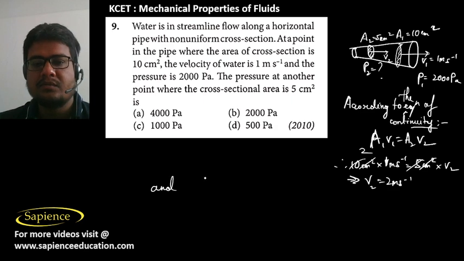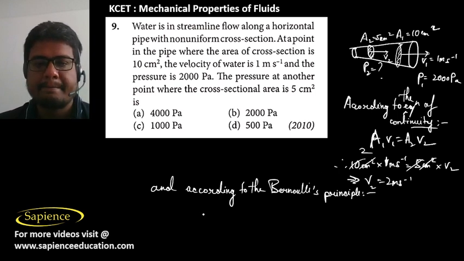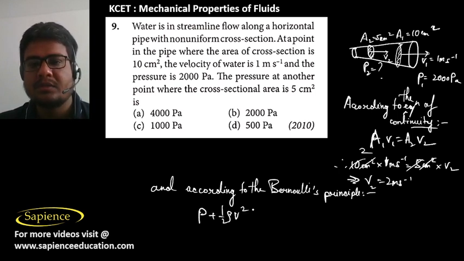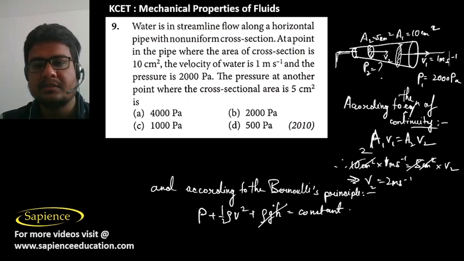Then we have to apply Bernoulli's principle. According to Bernoulli's principle, P plus half rho V square plus rho g h is equal to constant. Here nothing is told about the height, it is told that the pipe is kept horizontal, so the height is not changing at any point. Therefore we can cancel this, since the height is constant.